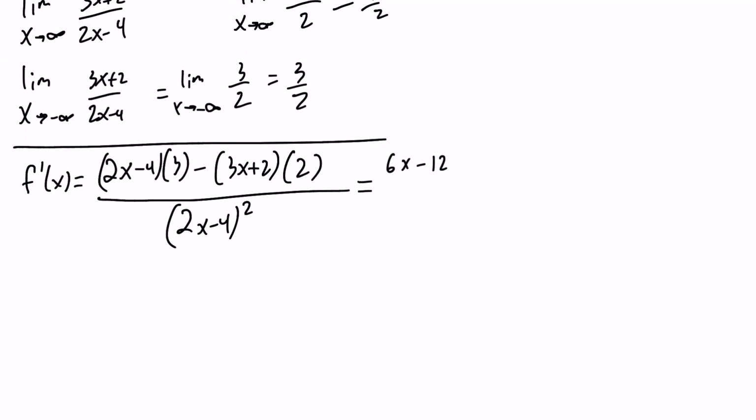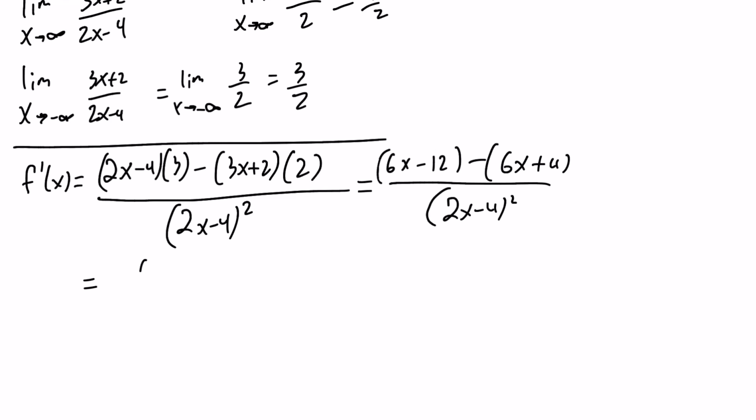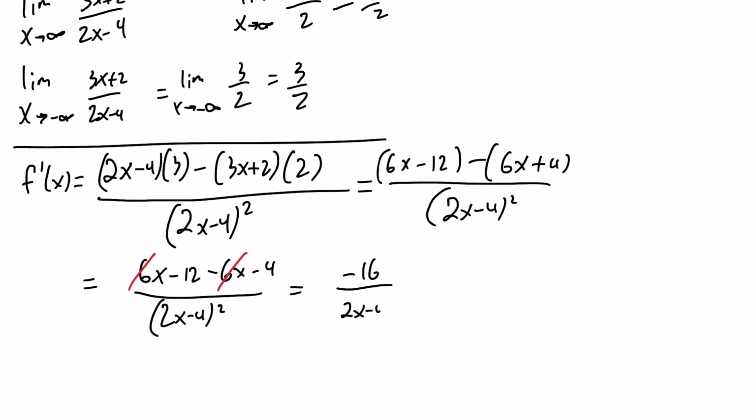This is 6x minus 12 minus 6x plus 4 over, we'll keep it as 2x minus 4 squared. And we can simplify this top down more. 6x minus 12 minus 6x minus 4 over 2x minus 4 squared. We get cancellation there and there. So we get minus 16 over 2x minus 4 squared. So this is our first derivative.